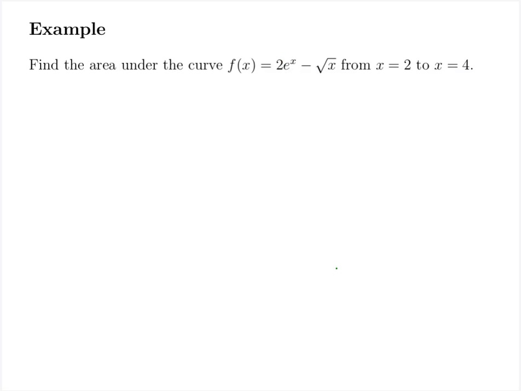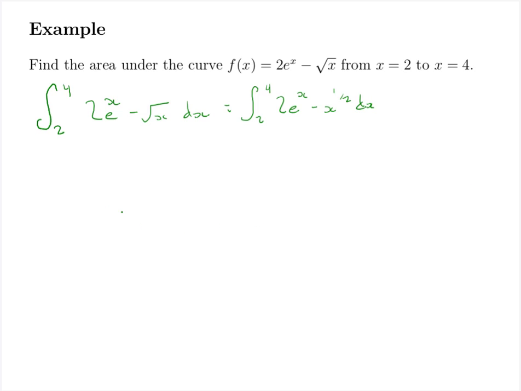Similarly, we can have it set up a little bit differently where it just says, okay, find the area under this curve from whatever x value to x value. So really, if we translate this to integrals, we're looking at the integral from 2 to 4 of 2e to the x minus the square root of x dx. I'm going to rewrite this right away so it's easier to find antiderivatives. I'll say the integral from 2 to 4 of 2e to the x minus x to the half.